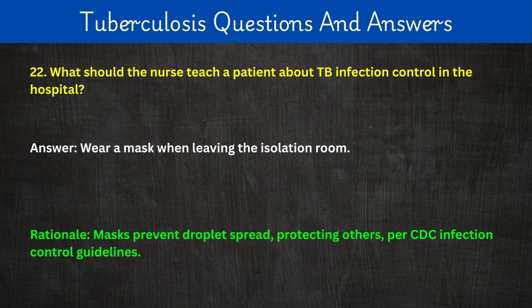22. What should the nurse teach a patient about TB infection control in the hospital? Answer: wear a mask when leaving the isolation room. Rationale: masks prevent droplet spread, protecting others, per CDC infection control guidelines.